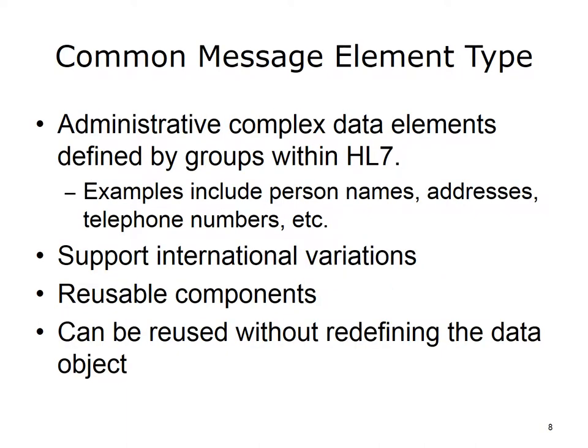Slide 8. Common message element types, CMET, were originally meant to be administrative objects defined by groups within HL7. The first CMETs were simple and obvious constructs, such as person name, address, telephone numbers, email addresses, etc. Different CMETs could accommodate the differences in naming structure internationally and deal with such issues as surname versus family name versus last name, etc. It permits building prefixes and suffixes into the name structure in a manageable way.